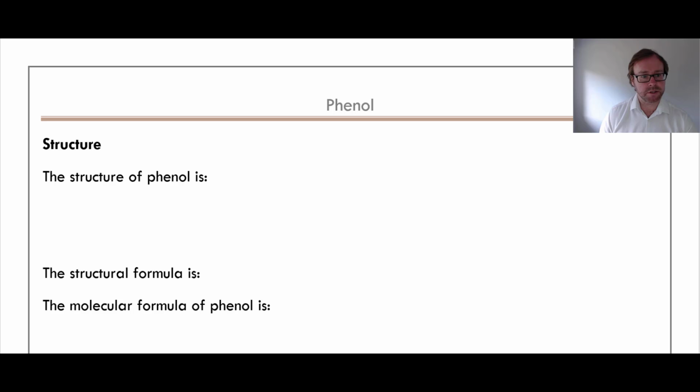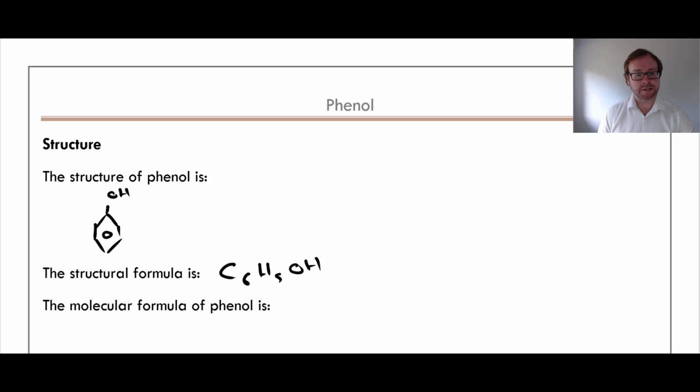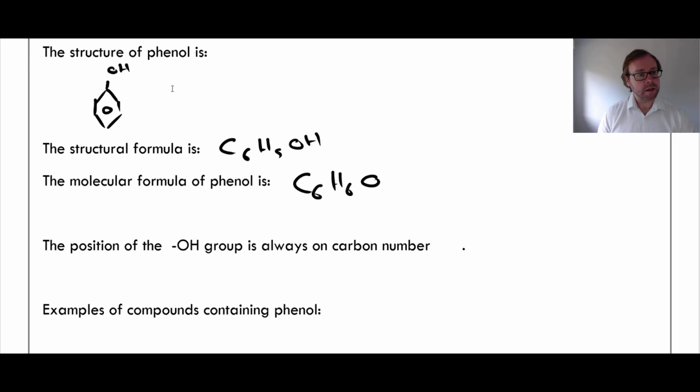Okay, so phenol. The structure of phenol is a benzene ring with an OH attached, which means our structural formula is C6H5OH. It's my benzene ring, this is my OH attached here, and the molecular formula of phenol is C6H6O. When we're talking about phenol, the position of the OH group is always on carbon number 1, irrespective of what else we have attached to this phenol.